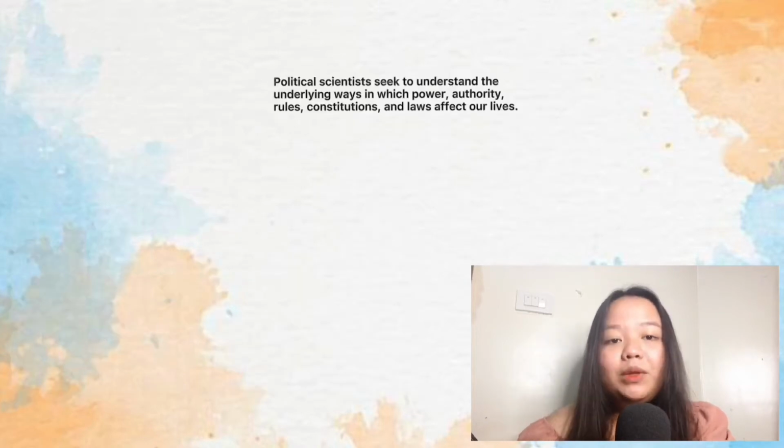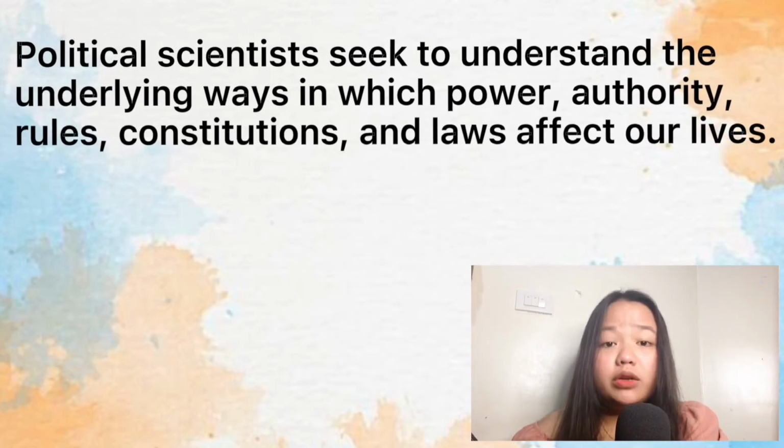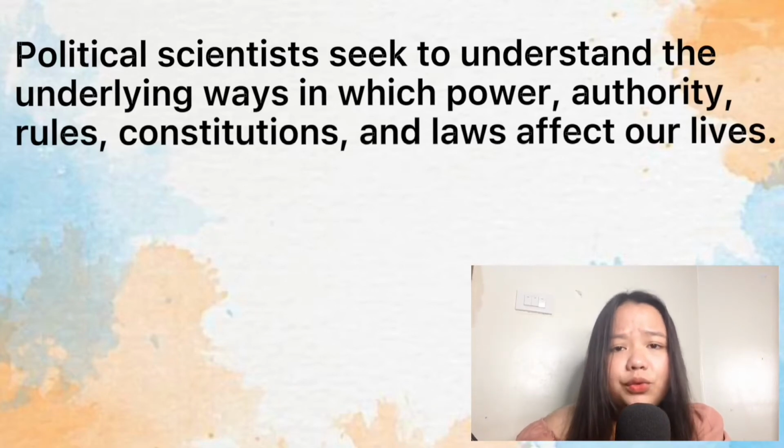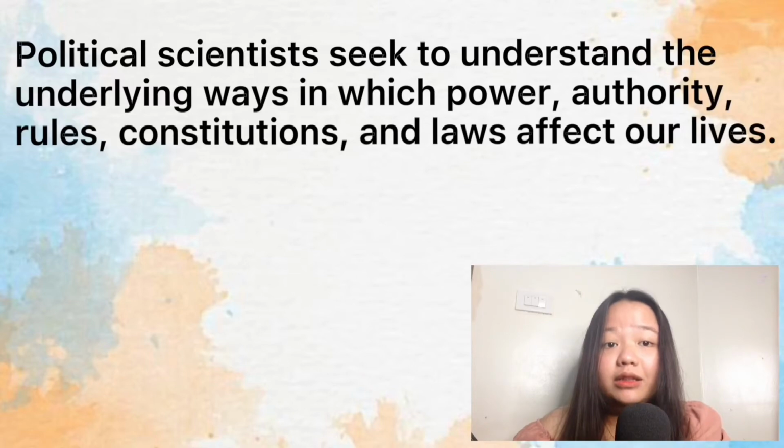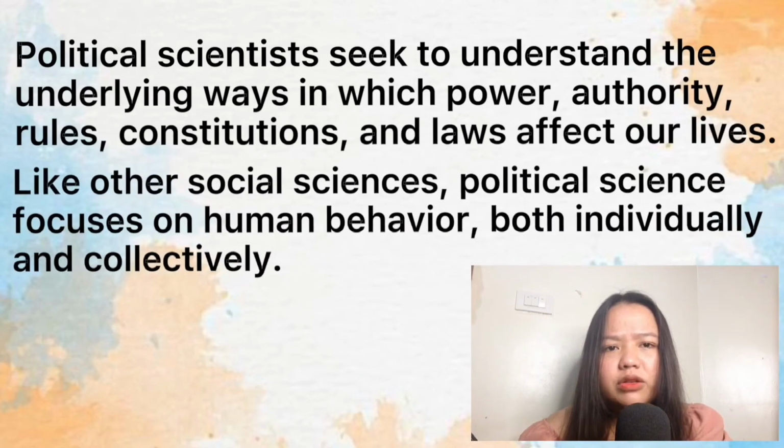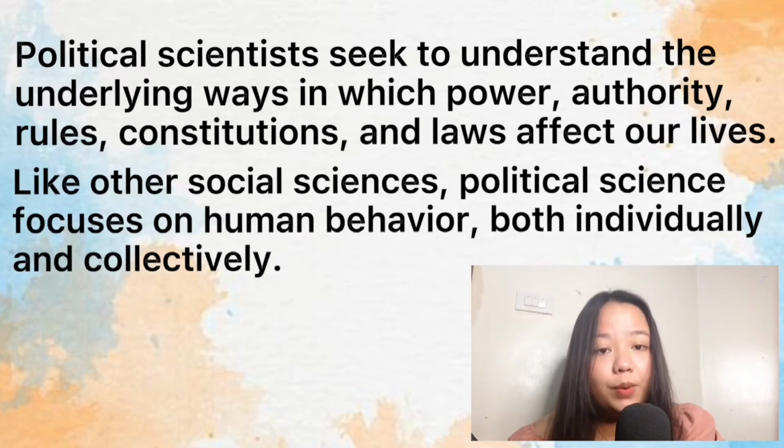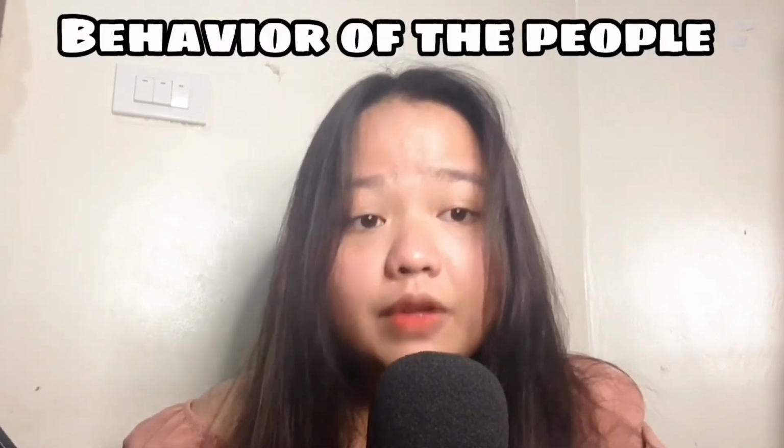Political scientists seek to understand the underlying ways in which power, authority, rules, constitutions, and laws affect our lives. Like other social sciences, political science focuses on human behavior both individually and collectively. So, like other social sciences, political science also talks about the behavior of the people.